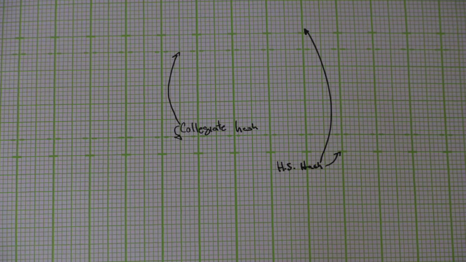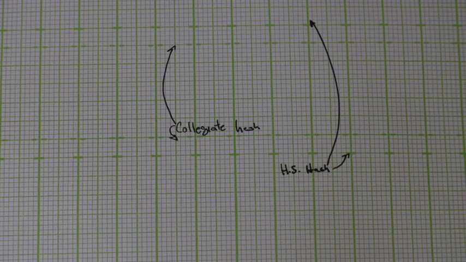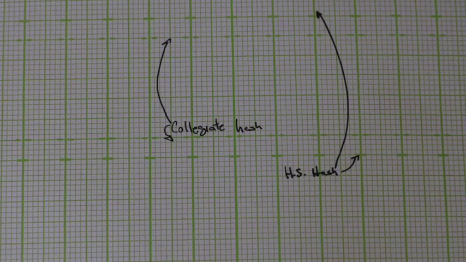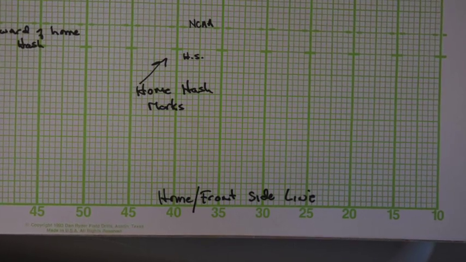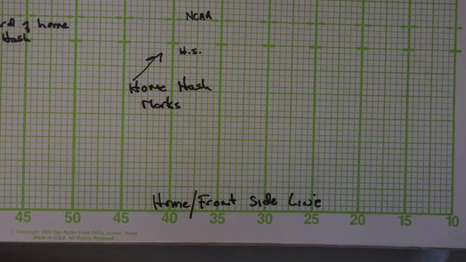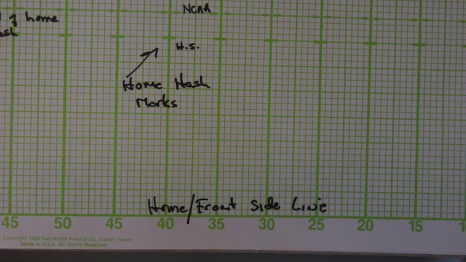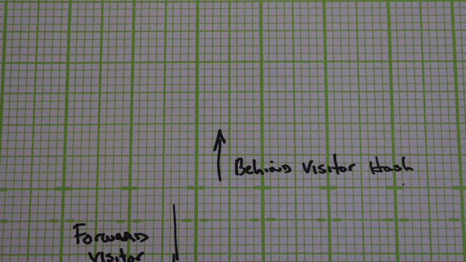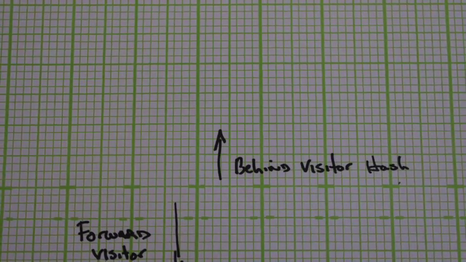You'll know that the 50-yard line is the center of the field. The home hash mark is the hash mark that is closest to the drum majors and the pit, while the visitor hash mark is the hash mark furthest from the drum majors and the pit and is towards the back of the field.